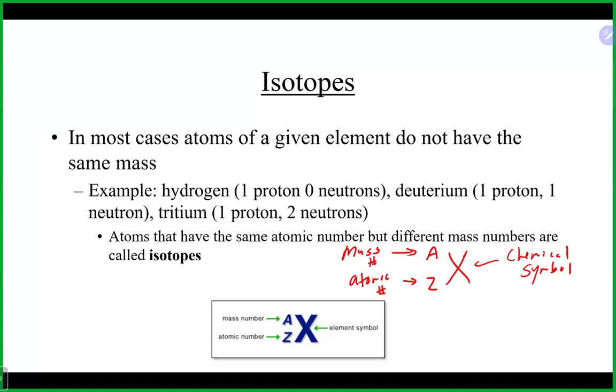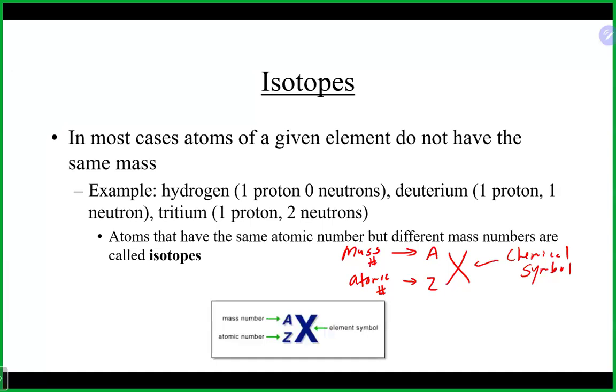So if we look at hydrogen, hydrogen has one proton and no neutrons. Deuterium, which is sometimes referred to as heavy hydrogen, has one proton and one neutron. And tritium, which is basically the radioactive version of hydrogen, has one proton and two neutrons.